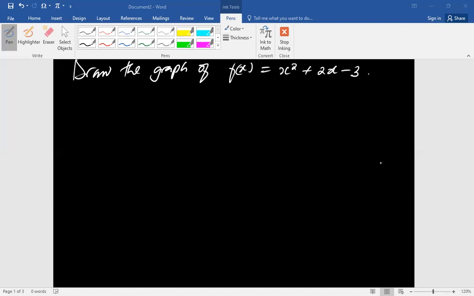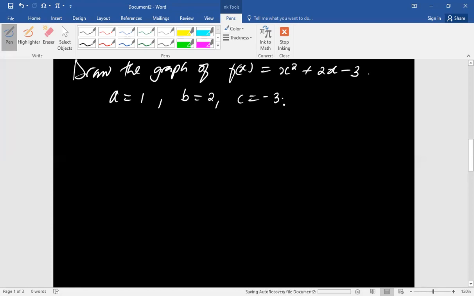So we have this question. Draw the graph of f of x is equal to x squared plus 2x minus 3. Here, the coefficient of x squared is 1, the coefficient of x is 2, and the constant is -3. So these are the values we have.